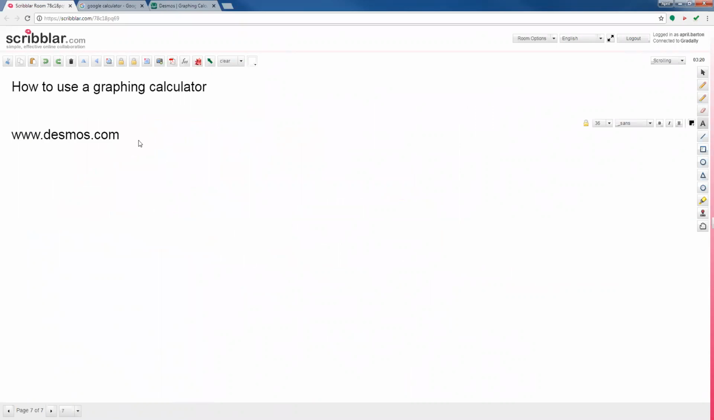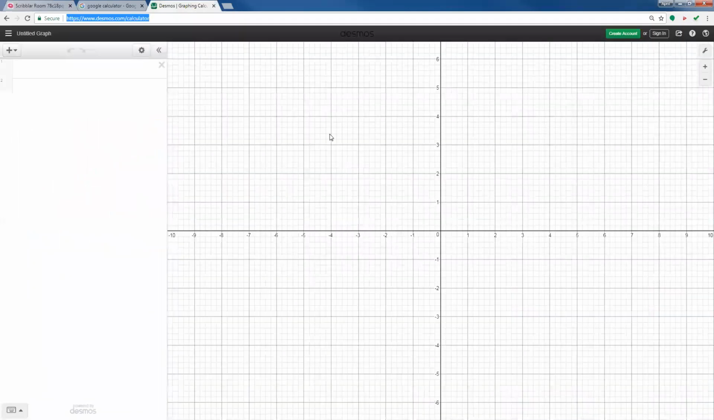There's a lot of different ways to use this graphing calculator. I usually use this online one, Desmos.com. Again, you may own a handheld one. That'll be a little bit different than using Desmos. Desmos is pretty straightforward though.